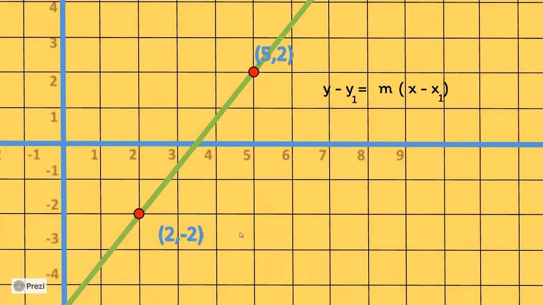Now we will name this point x1 y1, and we will consider this point x2 y2. We'll just consider, because we need a general equation. You can call this one x1 y1 and this x2 y2. You can name it anything you want, but for now I will consider this 2 comma minus 2 as x1 y1, and 5 comma 2 as x2 y2.